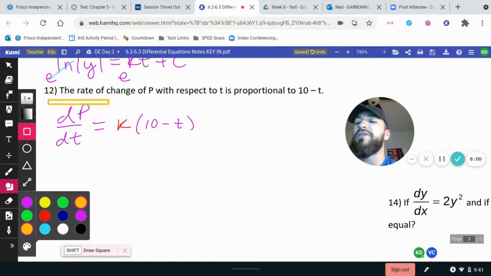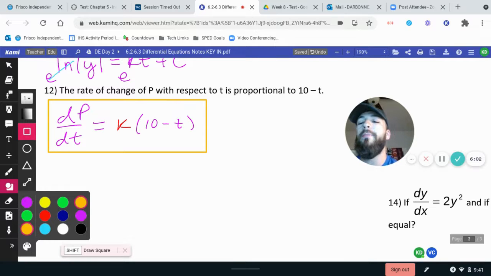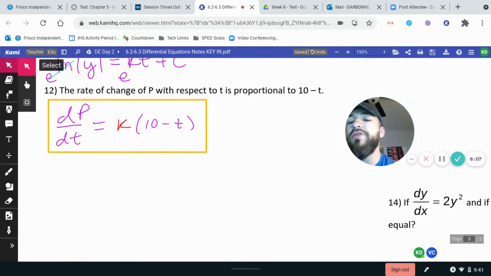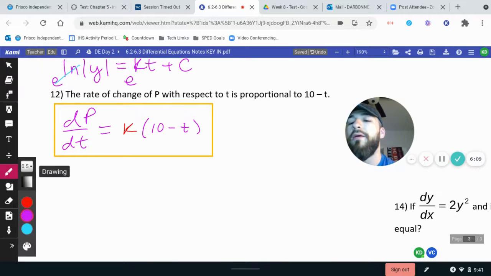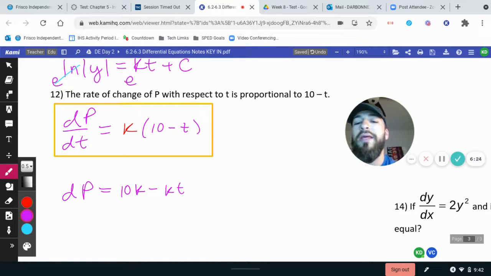Okay, then same thing, this is my differential equation. This is all this question is asking you to do. It's just to write it. But if I wanted to solve it out, I could separate, separate, integrate, integrate. So we'd get dp, because I don't have any other p's, so I'm just going to leave dp over on the left side by itself. I can multiply that dt over, and I can distribute that k. So 10k minus kt, and then I'll, of course, multiply by dt.